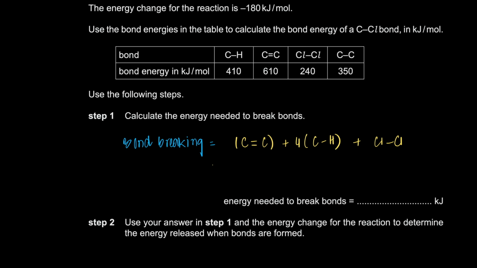Okay, so carbon double bond is 610. I see that in the table. It's right here. 610 plus 4 times, because there are 4 of them, 410, and 1 of this bond, Cl-Cl, which is 240. The energy needed, the sum of all of this, is 2490 kilojoules, and that's the total energy, the sum of it, right?